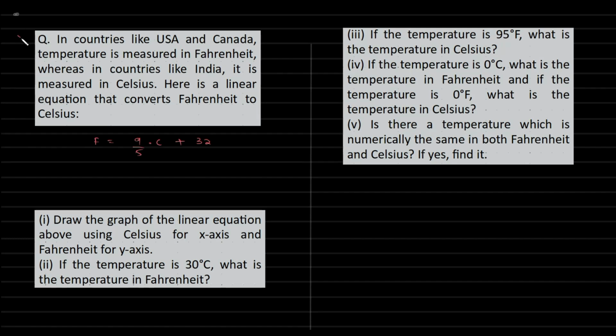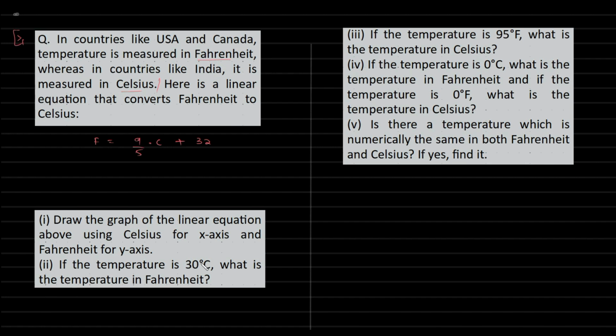In countries like the US and Canada, temperature is measured in Fahrenheit, whereas in countries like India, it is measured in Celsius. Here is a linear equation that converts Celsius to Fahrenheit: F is equal to 9 by 5 into C plus 32. Draw the graph of the linear equation above using Celsius for the x-axis and Fahrenheit for the y-axis.